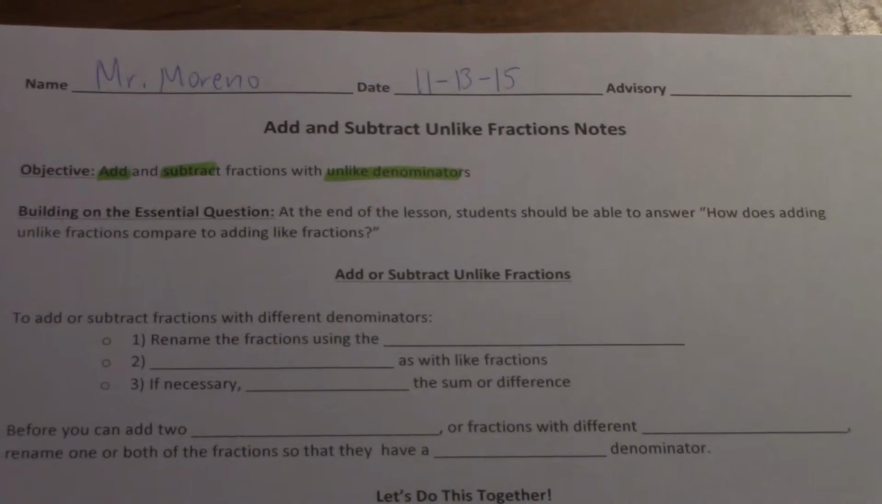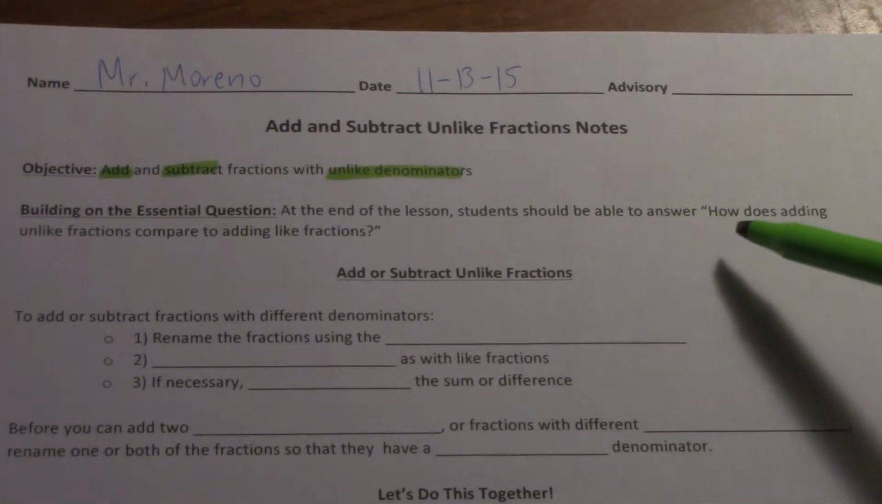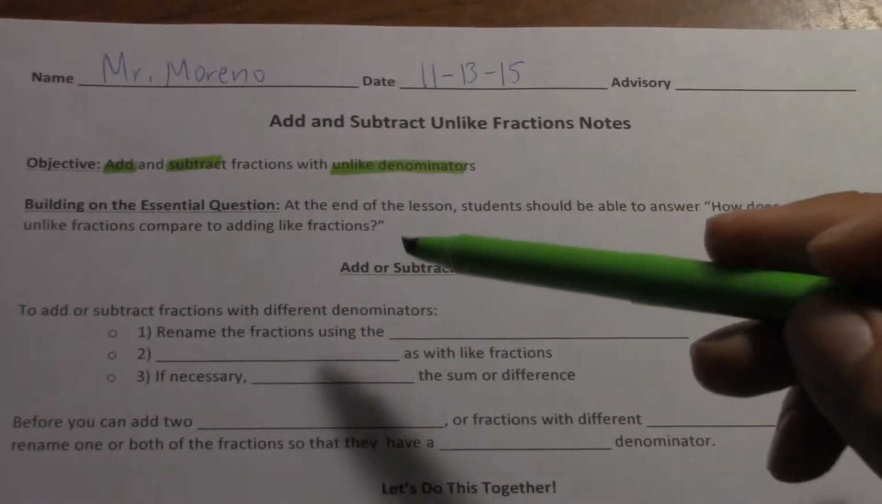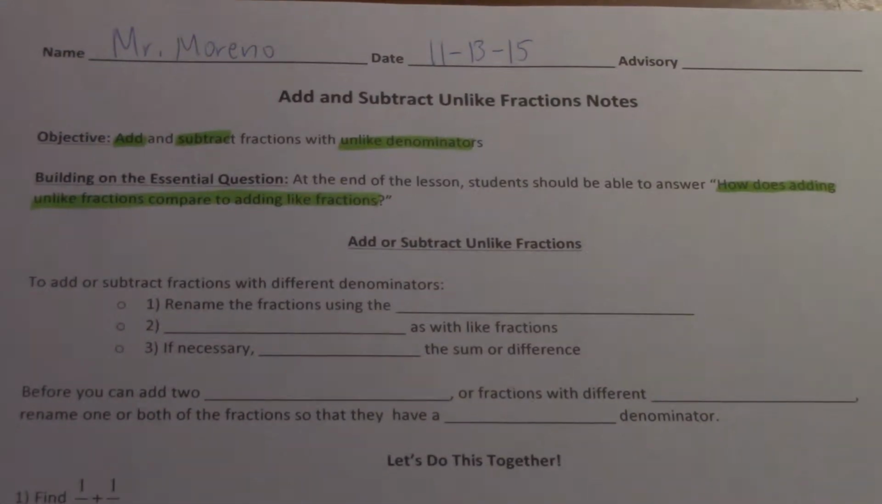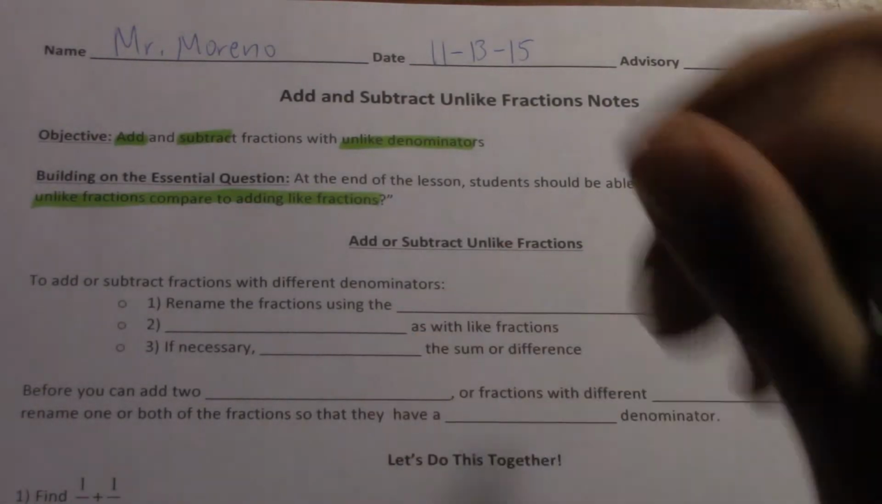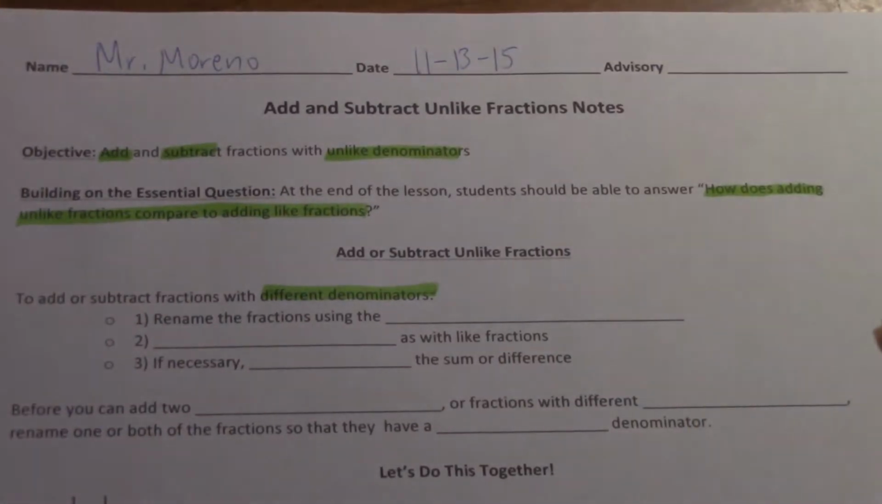So going back to the essential question, at the end of the lesson, you should be able to answer the following question: how does adding unlike fractions compare to adding like fractions? So let's highlight this. There's a similarity. What we covered a few days ago is not completely different than what we're going to do today. So to add or subtract unlike fractions, that is the goal of today, to add or subtract fractions with different denominators, in other words, denominators that are not the same.